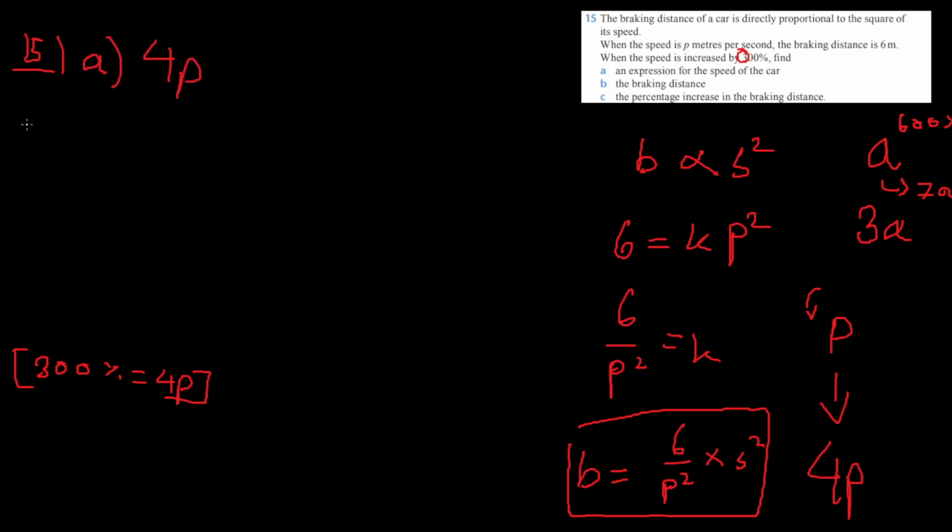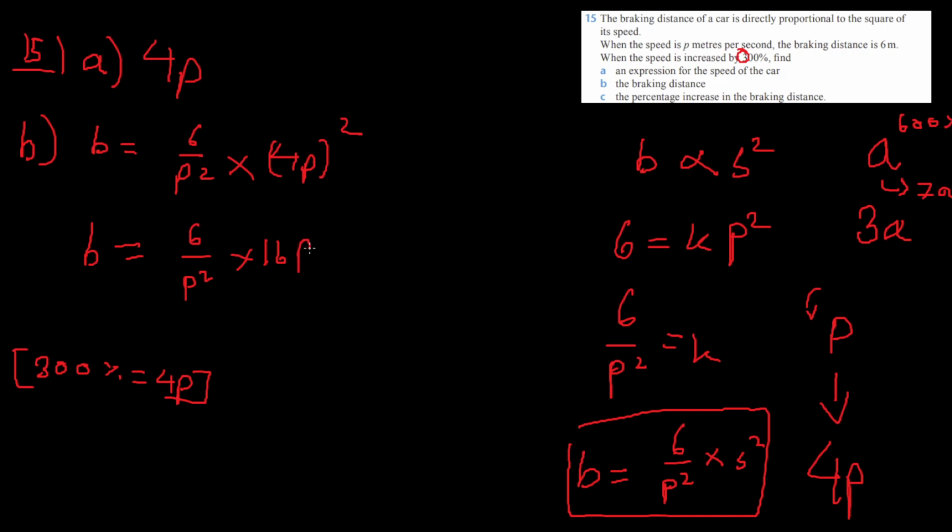And the braking distance, we use the formula for this. So basically B equals 6 by P squared times, since we know that the speed at 300% is going to be 4P, we just write 4P whole square. So this is going to be 6 by P squared times 4 squared is 16, and P squared is just P squared. We cancel these two, and we multiply these two. This is going to be 6 times 16, 96 meters. This is going to be our answer for number B.